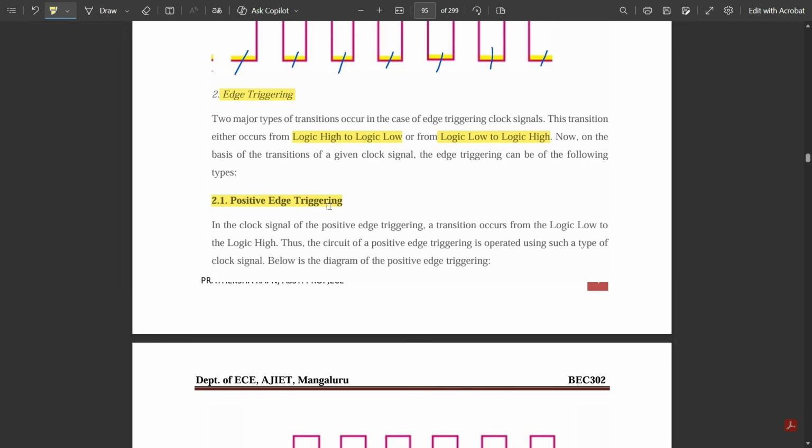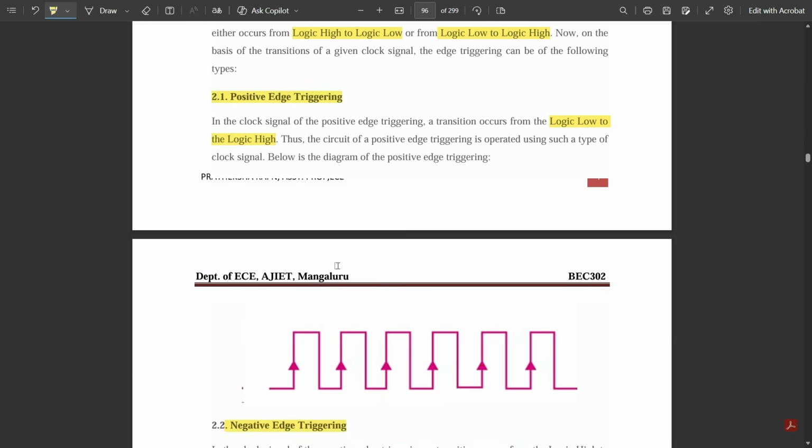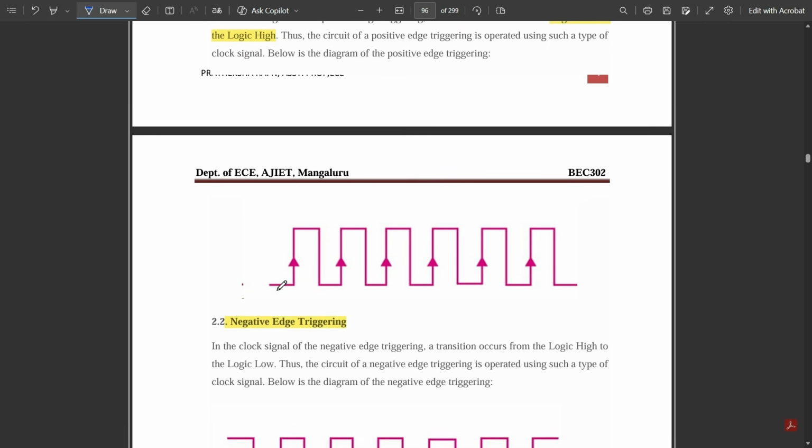Positive edge triggering takes place when the signal goes from logic low to logic high. You can see clearly in the diagram that these lines are the edges, and these lines are the levels. Hope this is clear, what are levels and what are edges. In the case of a positive edge, it goes from low to high state. If initially it is 0, it goes from 0 to 5, so you see an increment. That's why it is called positive edge triggering.